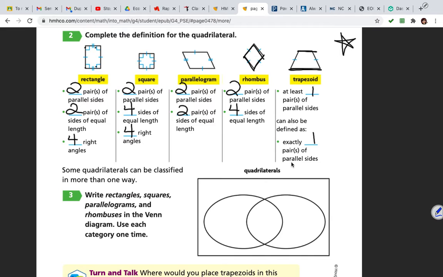So it says, these are quadrilaterals, so we're going to use this Venn diagram and write rectangles, squares, parallelograms, and rhombuses in the Venn diagram. So we know that a parallelogram is pretty much a square and a rhombus. So we're going to put parallelogram on the outside. Parallelogram. It's always a hard word to spell. You have to sound it out. Parallelogram. All right, we know that a square kind of falls in between a rectangle and a rhombus.